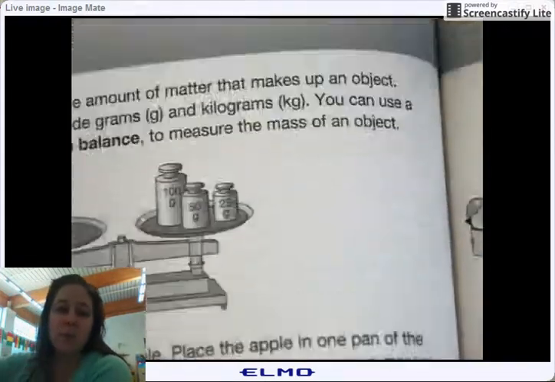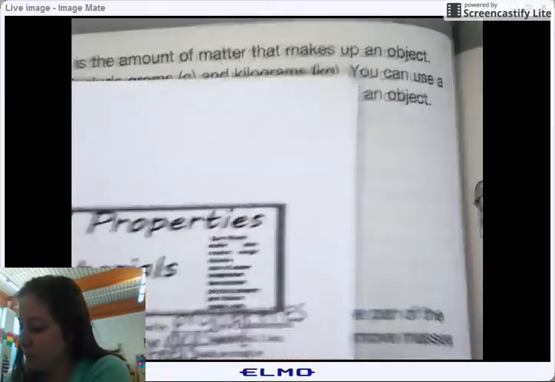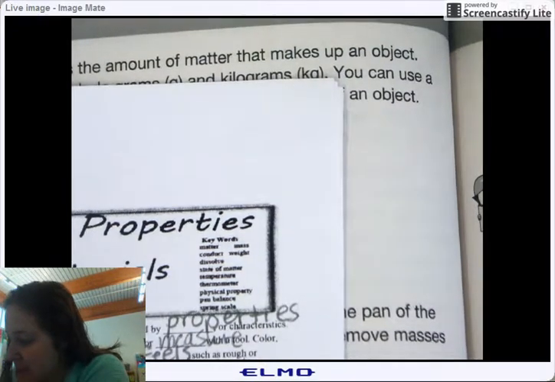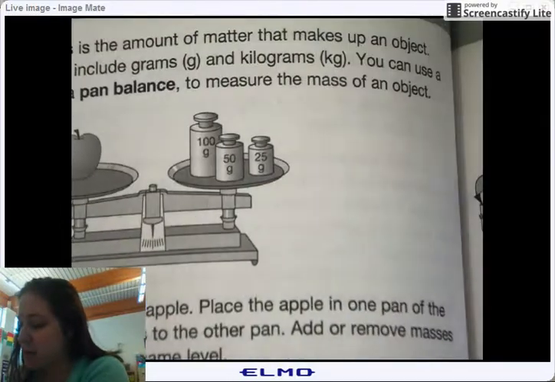mass of an object. Weight is a measure of the pull of gravity on an object's mass. We have not gotten to that part yet.